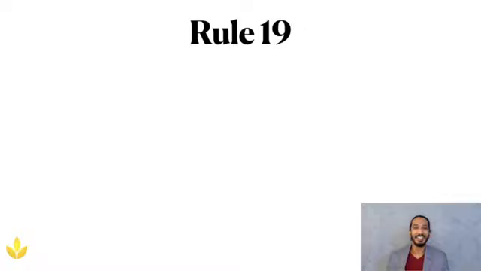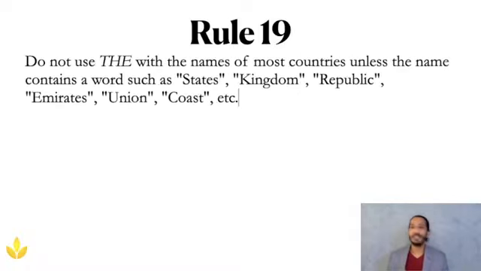Rule number 19. Do not use the with the names of many or most countries unless the name contains a word such as states, kingdom, republic, emirates, union, coast, etc. The United States of America. You never say United States of America. You will say the United States of America. United Kingdom sounds good. Where did you go last summer? The United Kingdom. So even when you're using words such as those mentioned on your screen right now, you will have to use the specific article the.